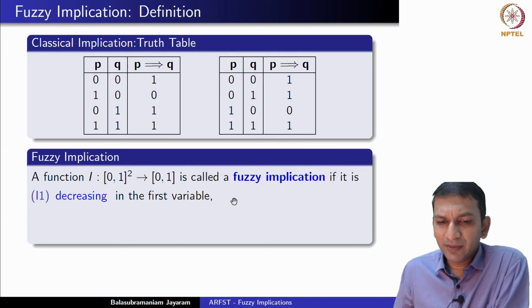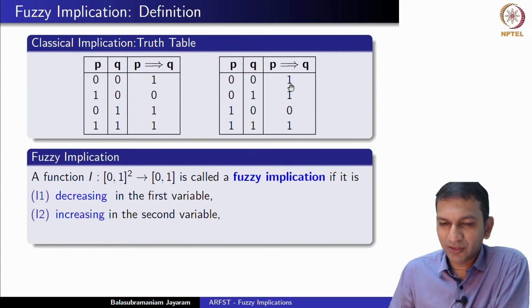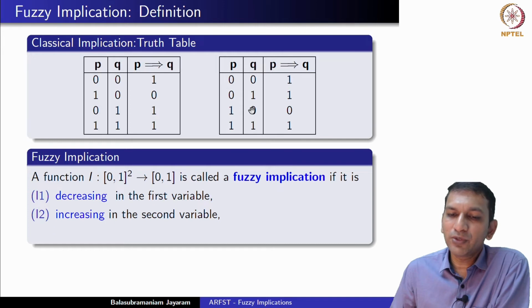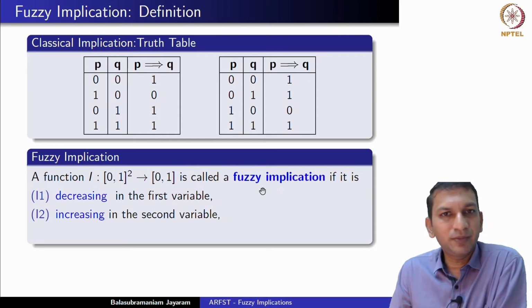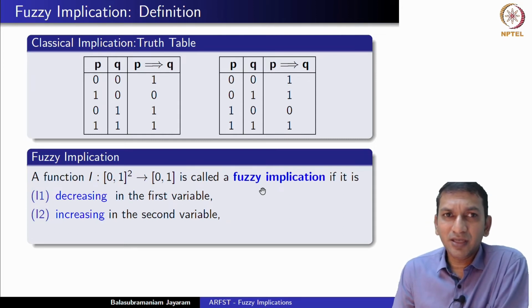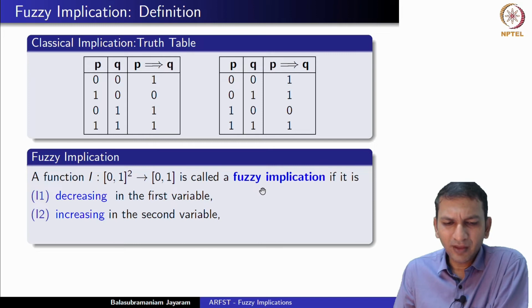What about the second variable? Let's fix the first variable, for instance, 0 here. And as we increase the second value from 0 to 1, it remains a constant. However, if we fix the first variable to be 1, and if we move from 0 to 1, we see that it is increasing. So this is what is captured as saying that it is increasing in the second variable. Note that this is in stark contrast to what happens in T-norms, where it is increasing in both the variables.